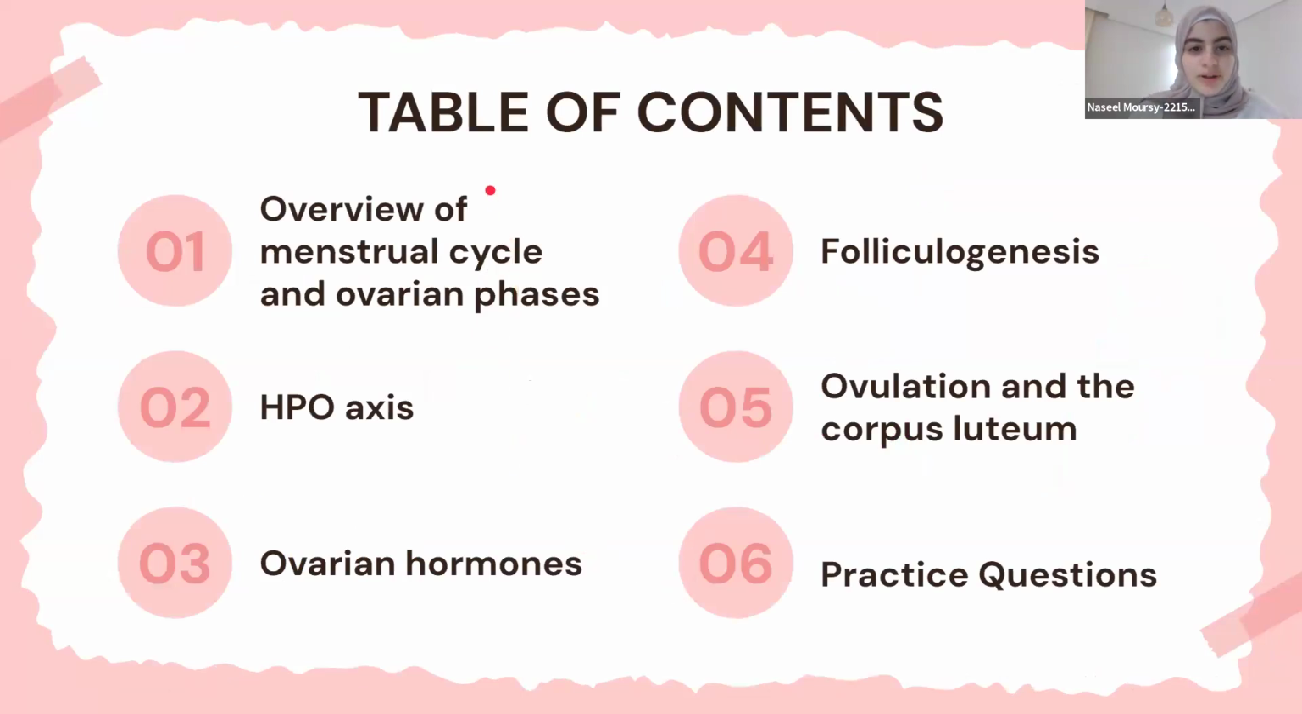So first, we're going to be going through an overview of the menstrual cycle and ovarian phases. You will be getting a separate session about the menstrual cycle, but we're just going to go over it generally here. And then we'll talk about the hypothalamic pituitary ovarian axis, then the ovarian hormones, folliculogenesis, ovulation, and the corpus luteum. And finally, we'll have a few practice questions.